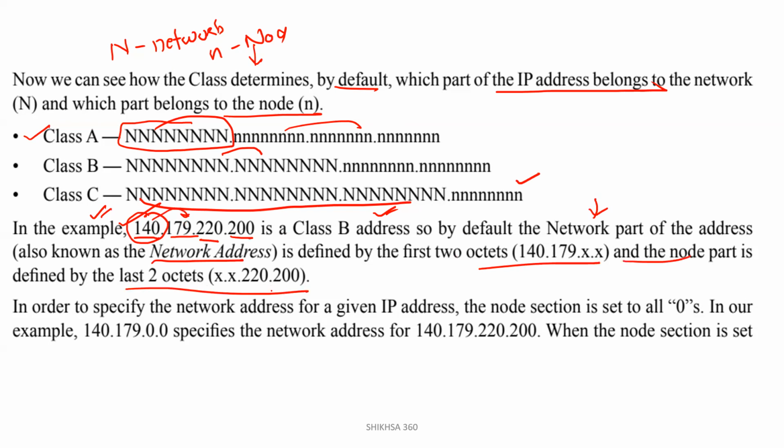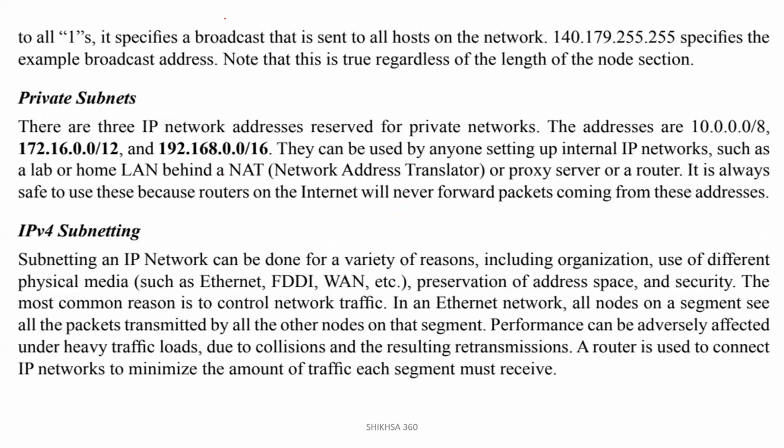Clear? To specify the network address for a given IP address, the node section is set to all 0. So in our example, 140.179.0.0 specifies the network address. When the node section is set to all 1, it specifies a broadcast that is sent to all the hosts on the network. Note this is true regardless of the length of the node section.